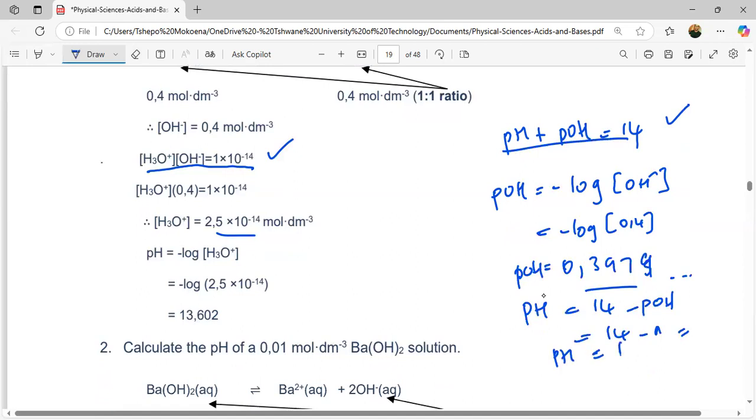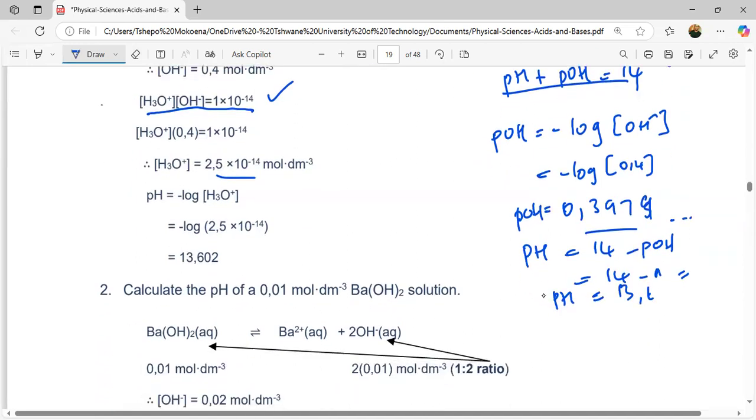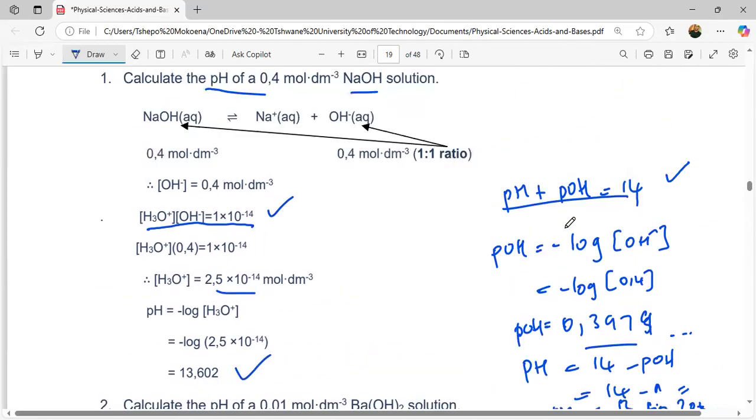I get 13.600205999. Is this the same as this one? Yes, it is the same as that one. So there are two ways on how you can calculate it. You can do it in this way or you can do it in that way. It's up to you.